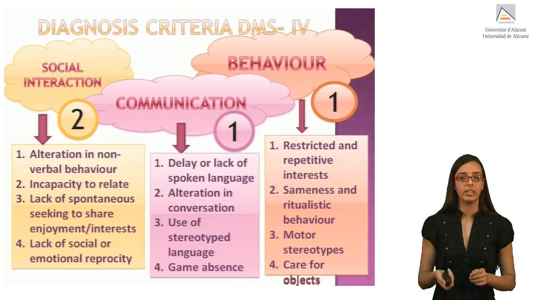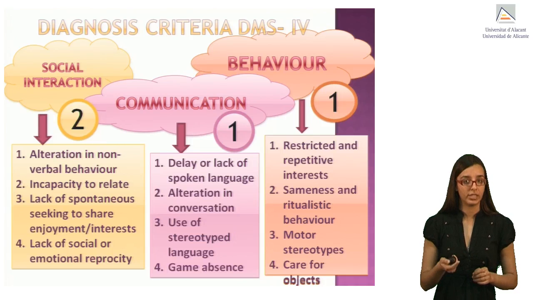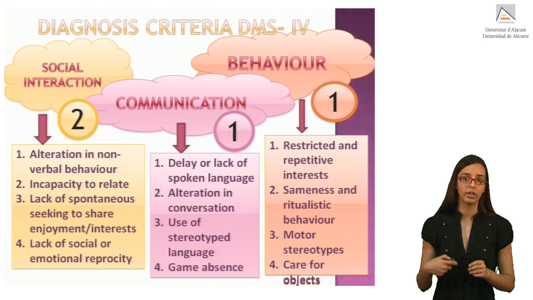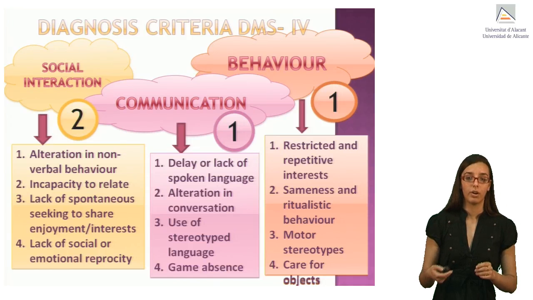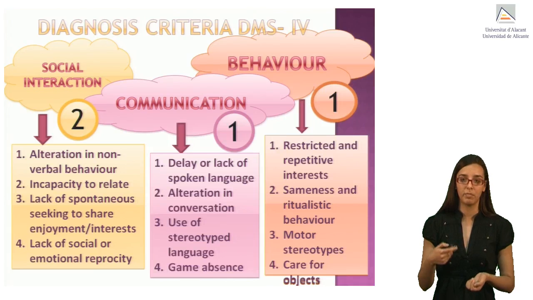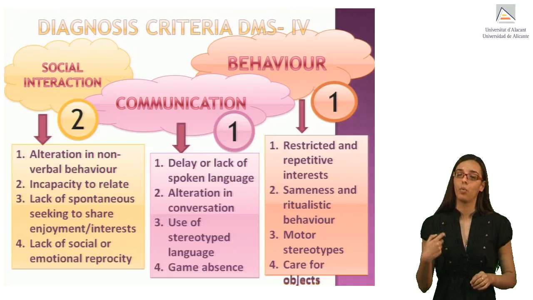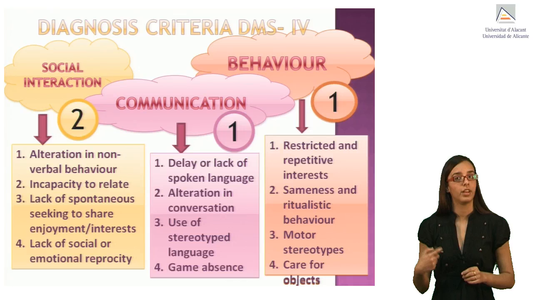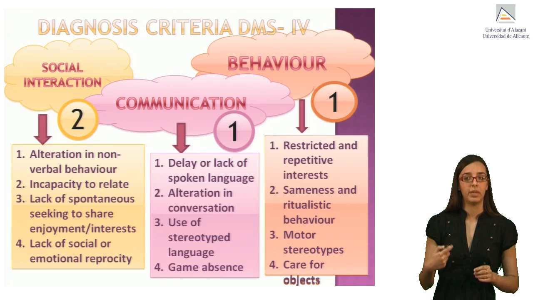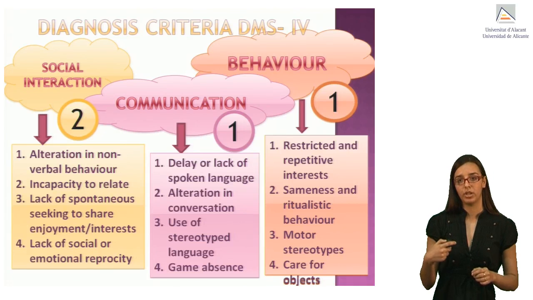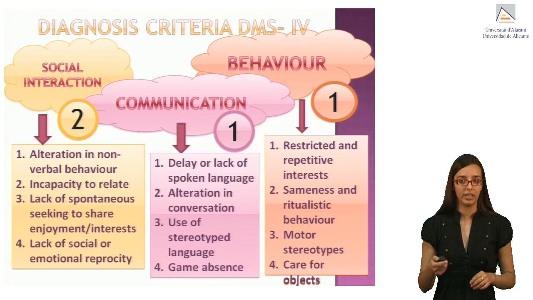Within the social interaction, we need to have at least 2 observable descriptions in this person, such as lack of spontaneous seeking to share enjoyment or interest, or lack of social or emotional reciprocity. Within the second section, qualitative impairment in communication, we need at least 1 observable description, such as use of stereotyped language. And finally, within the third section, qualitative impairments in behavior, we need again at least 1 observable description, such as restricted and repetitive interests.